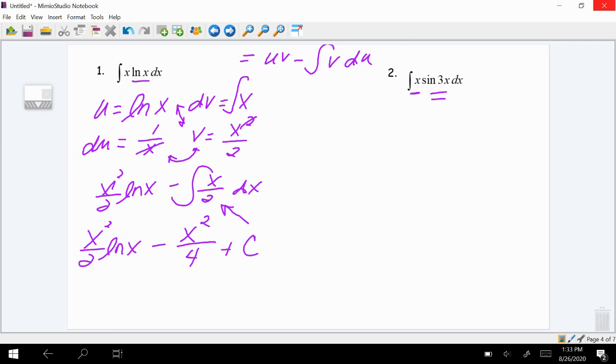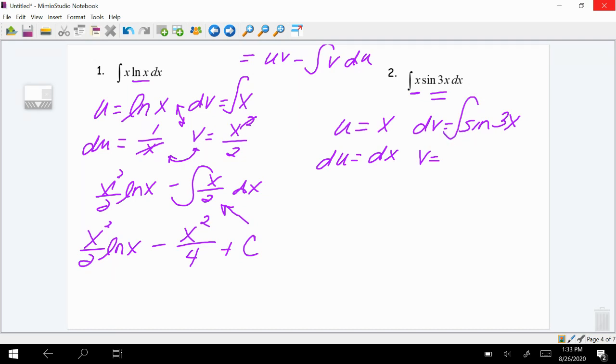If it's x's and trig, you're going to want u to be your x's because x gets really simple when I derive it. And you're going to want your dv to be the trig function. Because again, trig function is more complicated, but we know how to integrate sine. So underneath u, you're going to put the derivative of x, which is just dx, or you could just write a 1. And then under the dv, you're going to integrate sine.